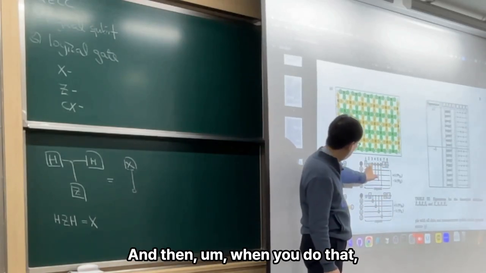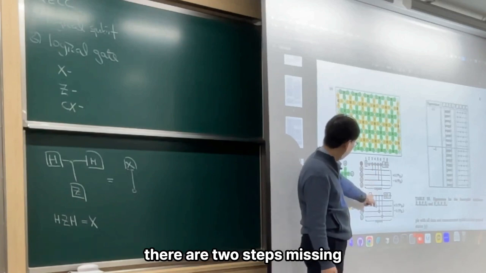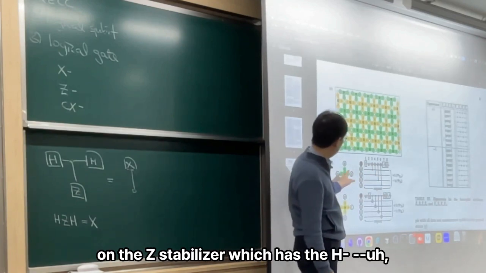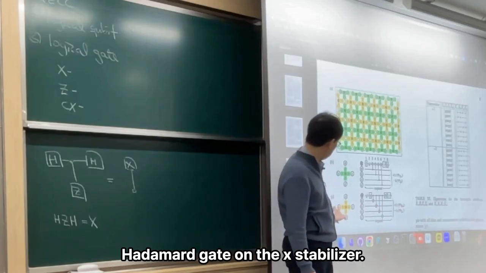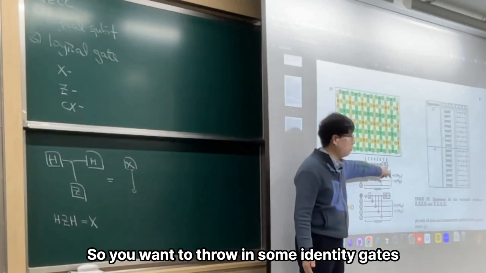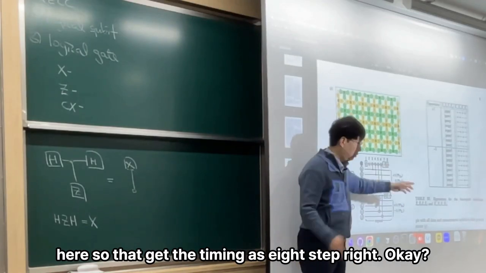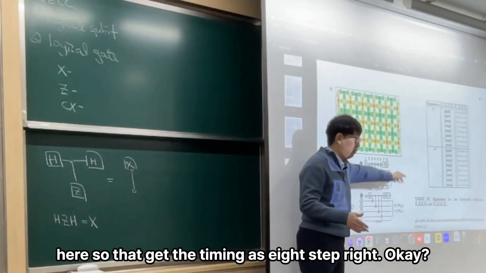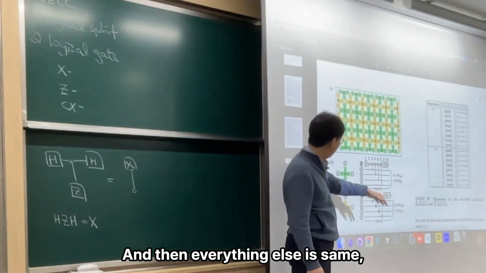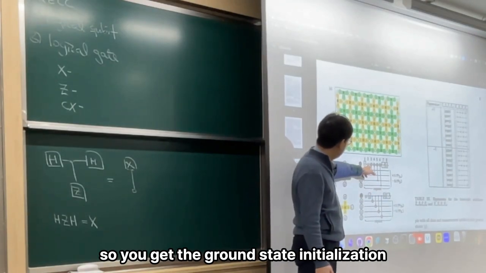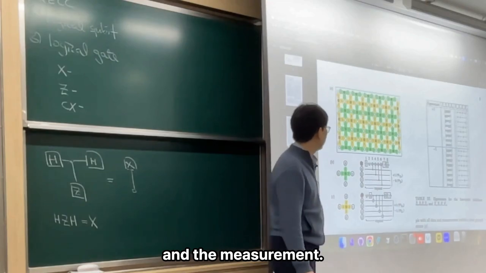And then when you do that, there are two steps missing on the Z stabilizer, which has the Hadamard gate on the X stabilizer. So you want to throw in some identity gate here so that you get the timing as 8-step right. Okay? And then everything else is the same, so you get the ground state initialization and the measurement.